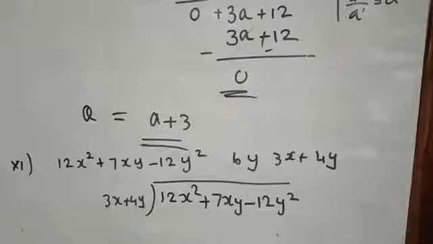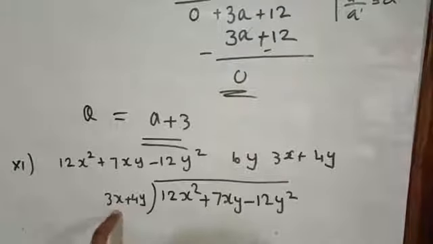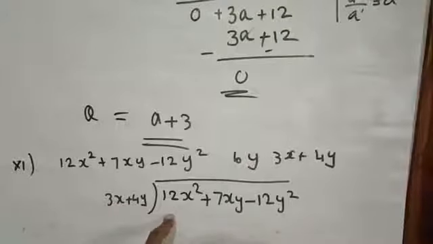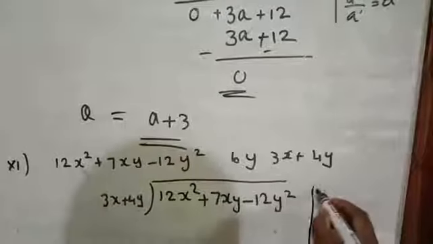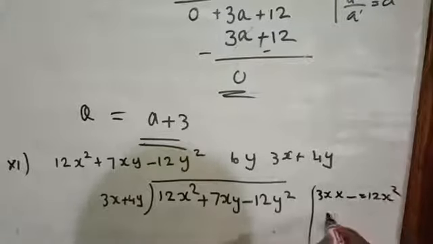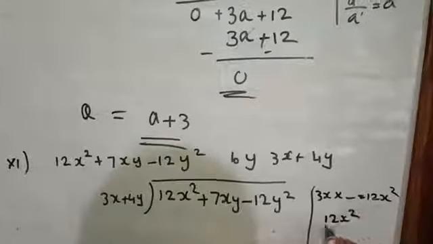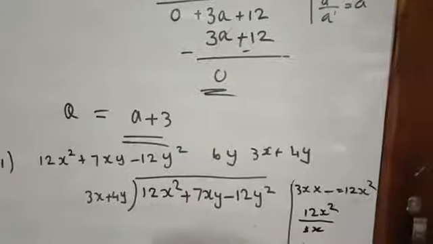Here the dividend is 12x square plus 7xy minus 12y square, and the divisor is 3x plus 4y. Now, first term of the divisor, 3x. First term of the dividend is 12x square. Now 3x into what is 12x square? Otherwise, 12x square is divided by 3x.